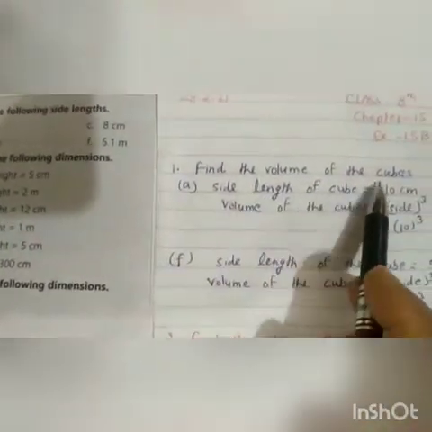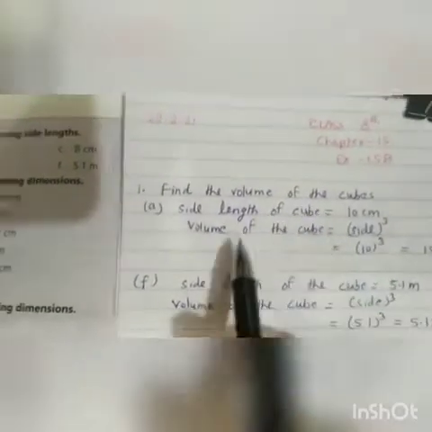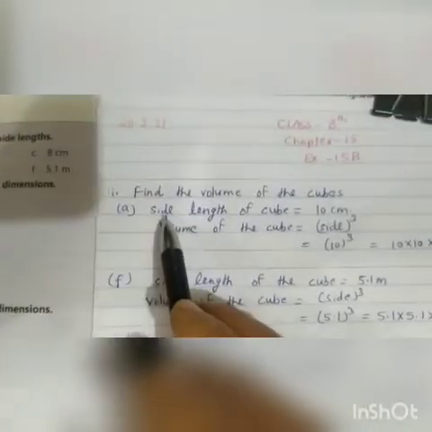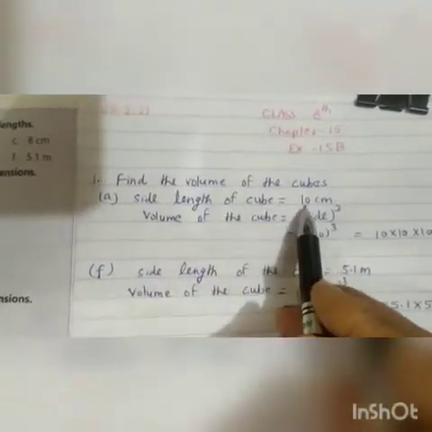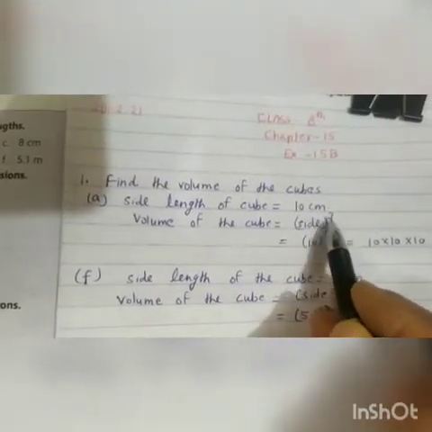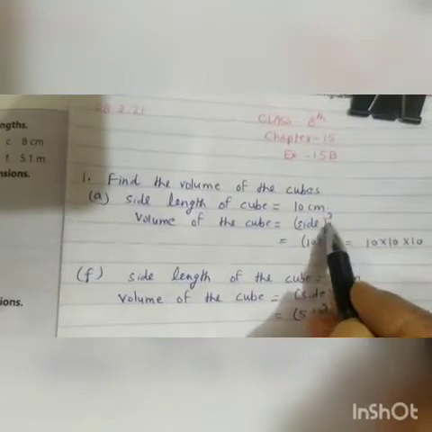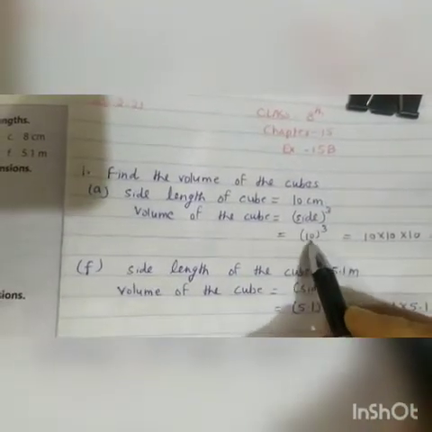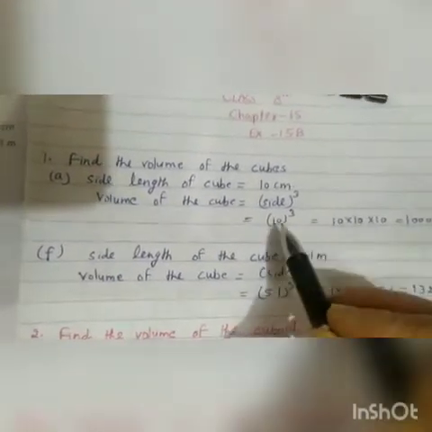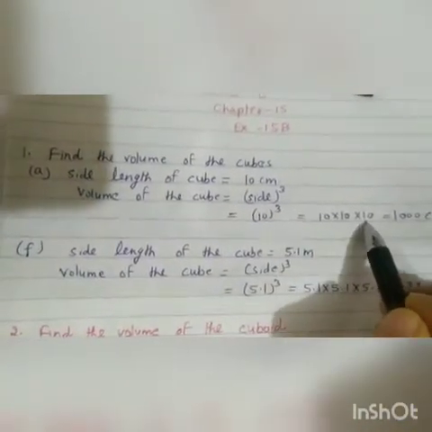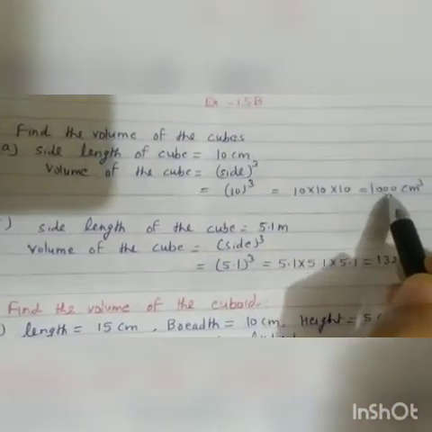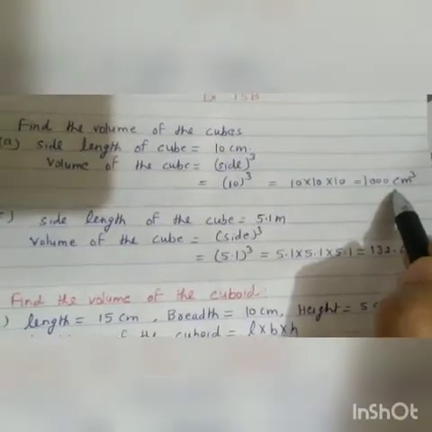First, find the volume of the cubes. A part. In A part, side is given 10 centimeter. So we will simply write side length of cube is equal to 10 centimeter. Volume of the cube is equal to, what is the formula? Side whole cube, or we can say L whole cube. So side is 10 centimeter, so it is 10 cube. 10 cube means 10 into 10 into 10. We will multiply this 10 three times, not 10 into 3. So 10 into 10 into 10 is equal to 1000 cubic centimeter.